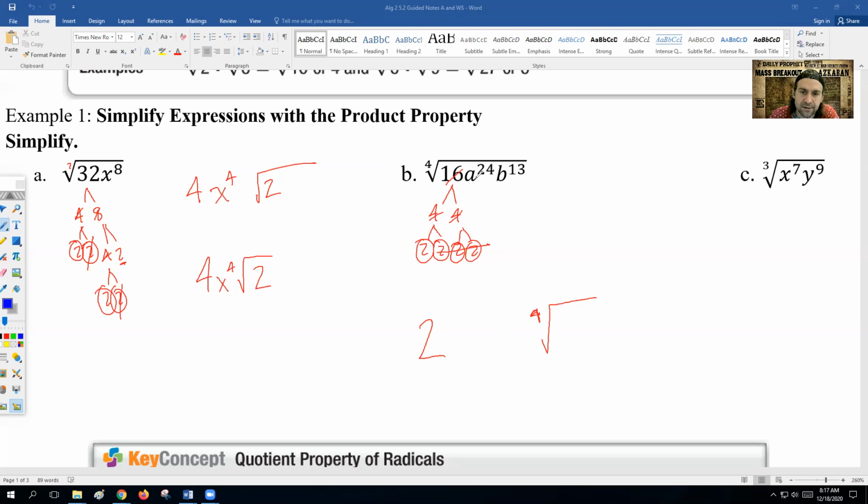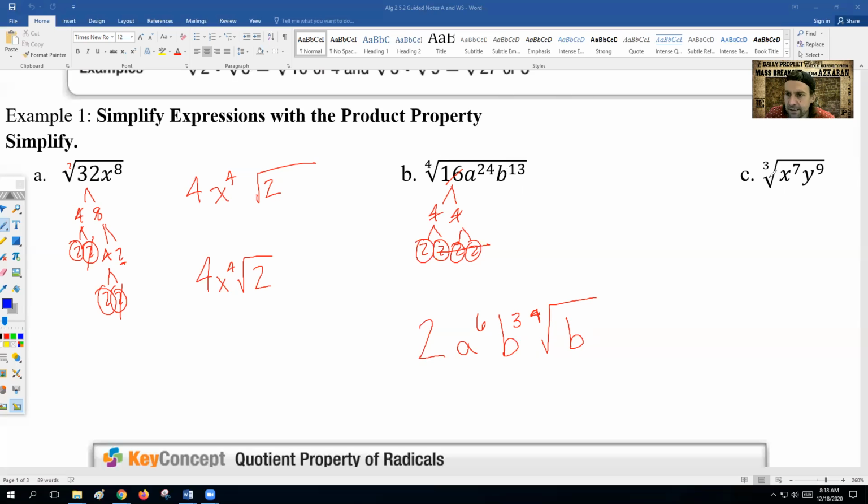Okay, next, let's divide. If we take 24 divided by 4, it does come out nicely. That's 6. So we have a to the 6th. But 13 divided by 4 does not come out nicely. 13 divided by 4 is 3 and 1/4. So we would have b cubed, 3 of them pop out, and then we'd have 1 of them in the 4th root. So 2a to the 6th b cubed, the 4th root of b.